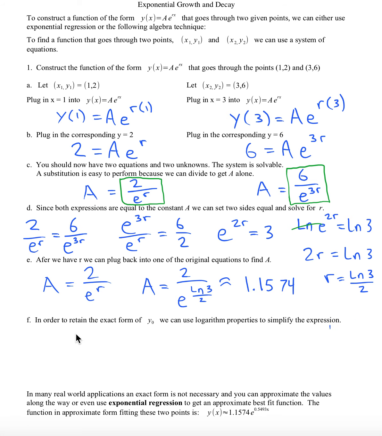Alright, so it says in order to retain the exact form of the initial y, we can use log properties to simplify. So y0 is actually going to be y of 0, which in this case is actually going to be a. The reason why is when x is 0, e to the rx becomes 1, and then we're just left with y equals a. So let's see if we can rewrite this into an exact form.